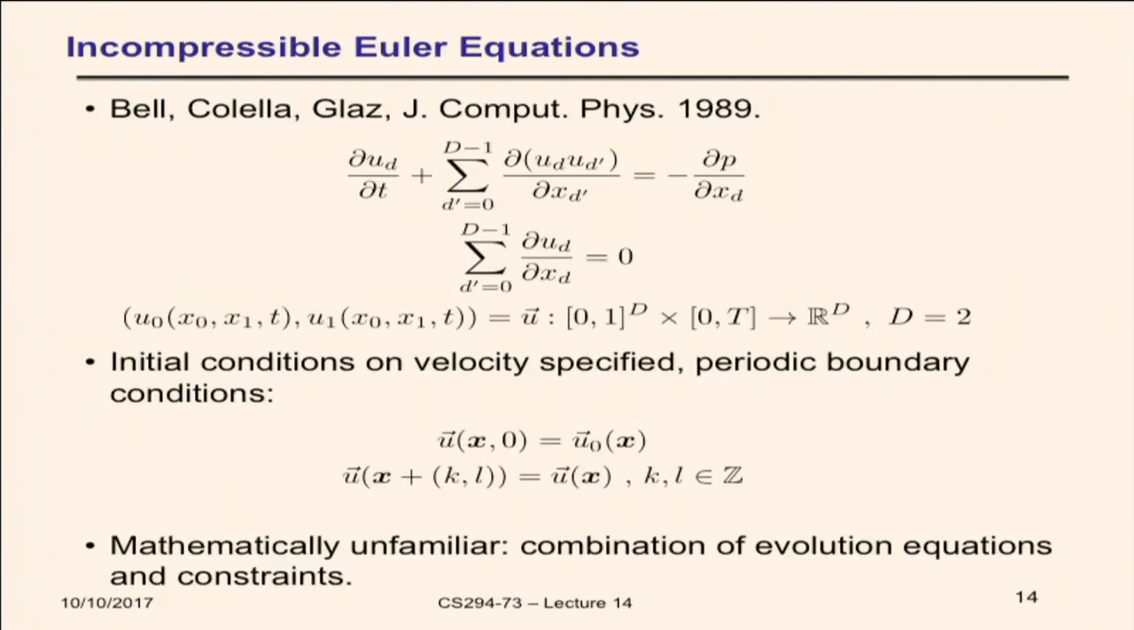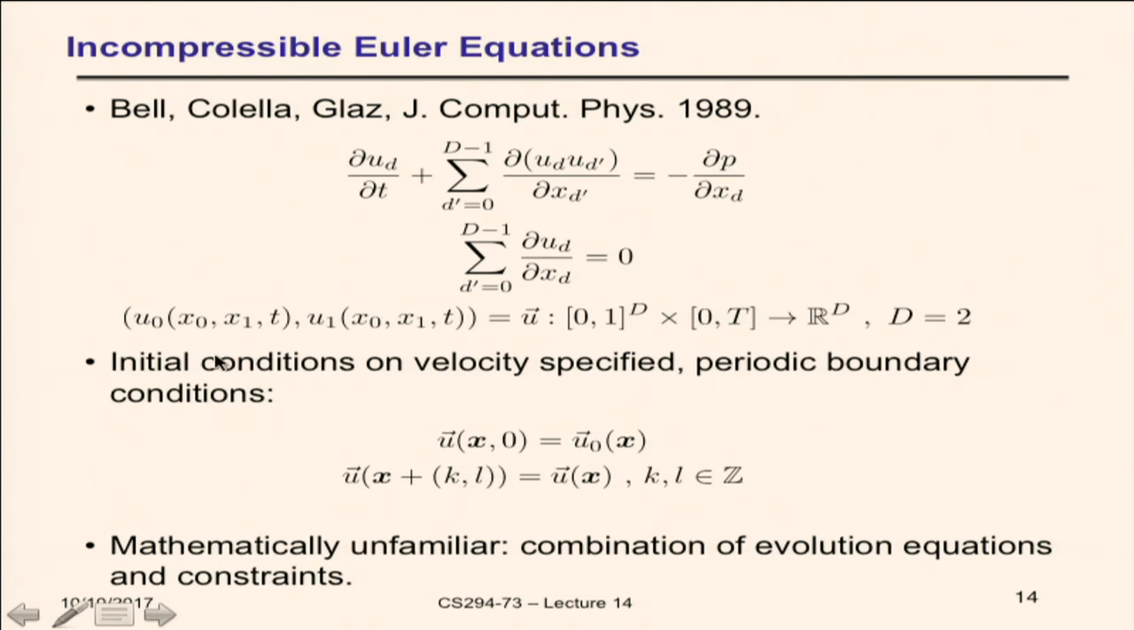So the problem that we were solving for this project was the incompressible Euler equations. The approach we were taking was from a paper I wrote with John Bell and Harlan Glaz in 1989. And these are the equations we're solving. du/dt plus the divergence of uu is equal to minus the gradient of the pressure. And then you have the divergence-free constraint below. And in fact, we're only doing this in 2 dimensions, and we're doing it on the unit square for some finite time.